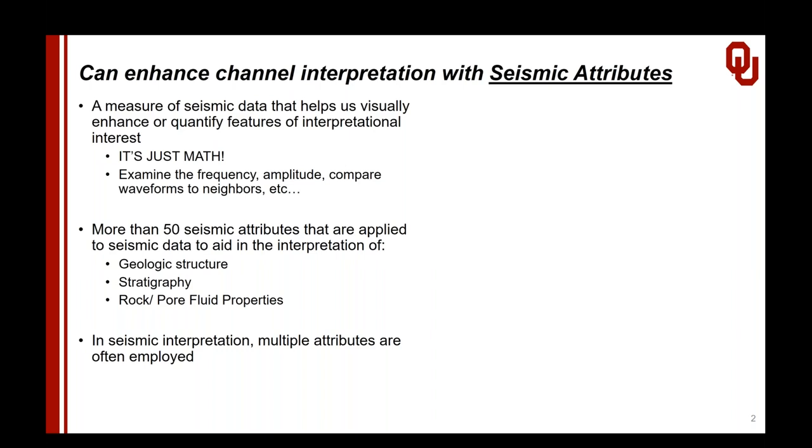There are more than 50 attributes, probably closer to 100 now. They can help us see geologic structures, image stratigraphic differences, and even help us see heterogeneities between the rocks or the pore fluid properties. And so oftentimes in seismic interpretation, multiple attributes are employed in one study.